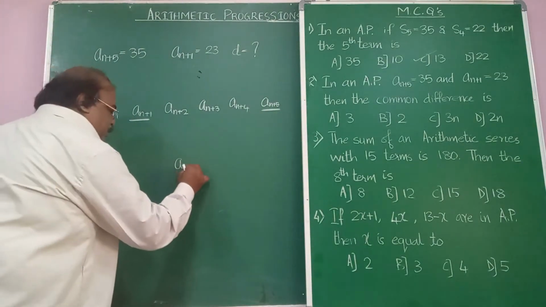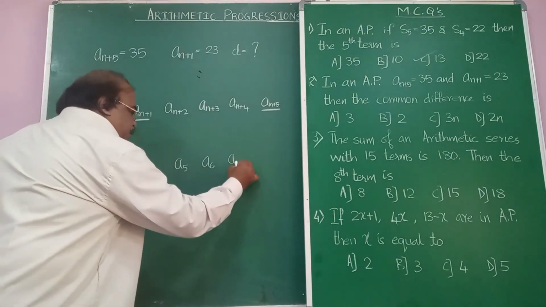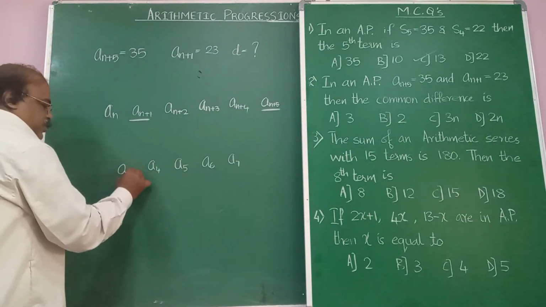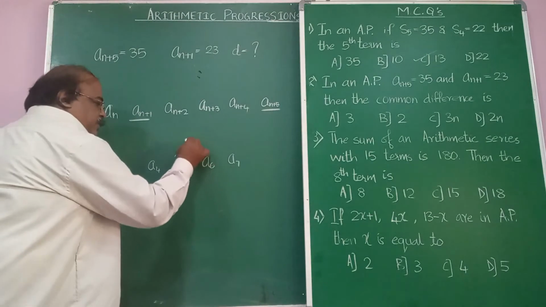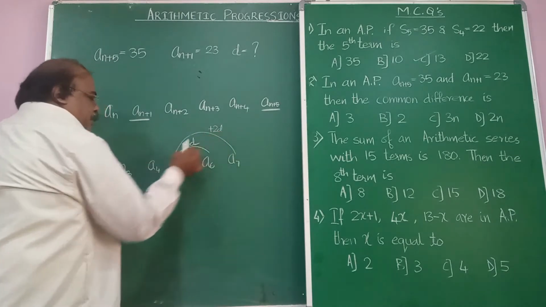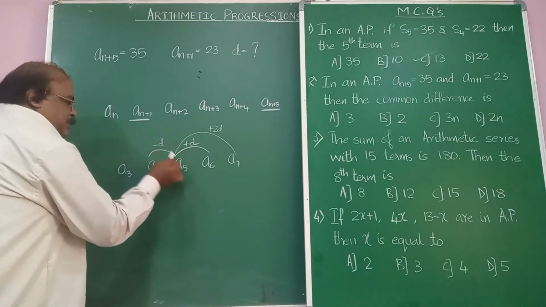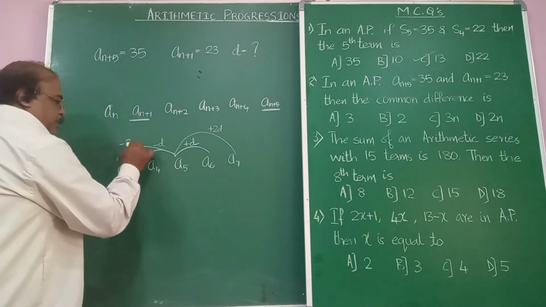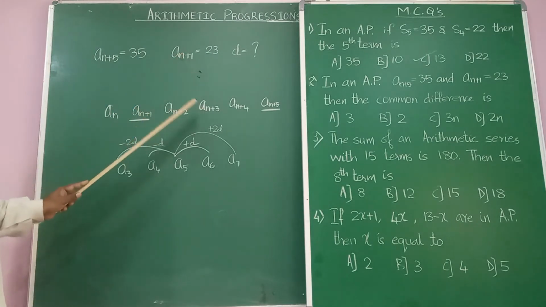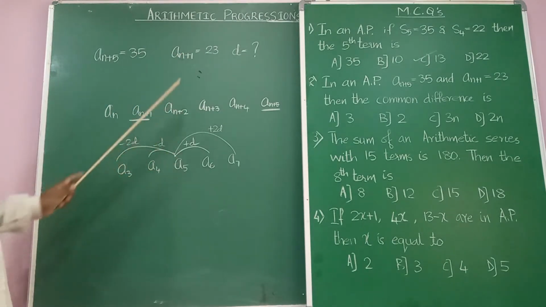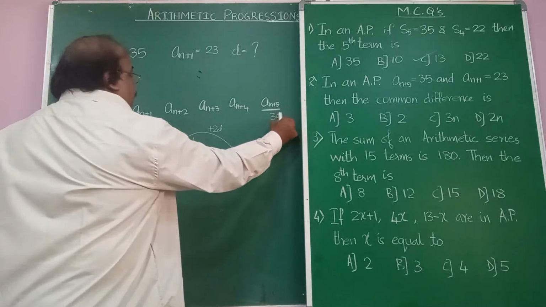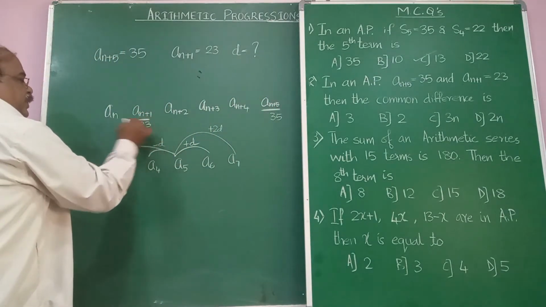Supposing this was the fifth term, this is the sixth term, this is the seventh term, previous term is the fourth term, previous to this is your third term. If I want the next term, you have to add the common difference. If I want this term, add 2d. If I want previous term, subtract d. If I want this term, minus 2d. Now just look at the sum that is given to you. What is given to you? I did not say a3, a4, a5. They have given a of n plus 5 is 35 and a of n plus 1 is 23.